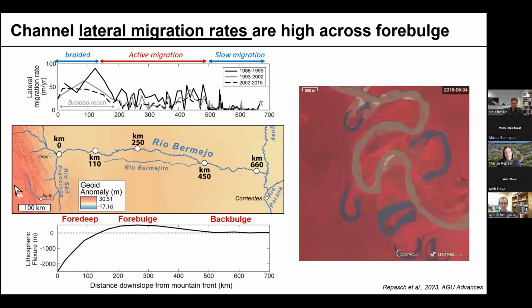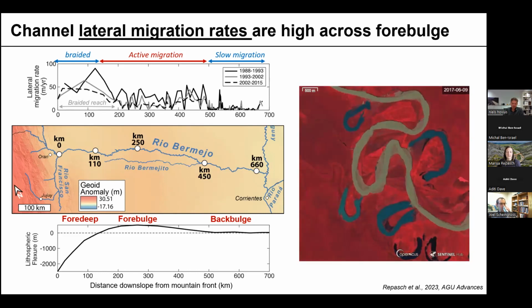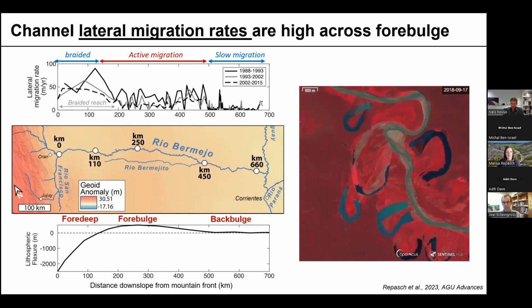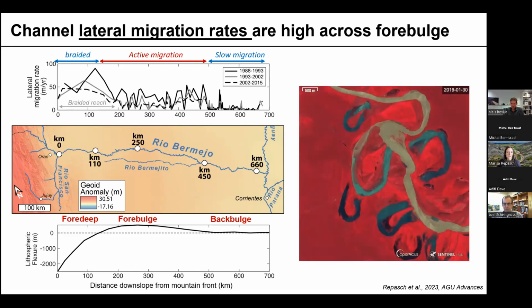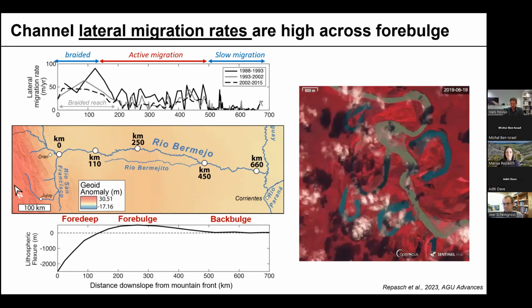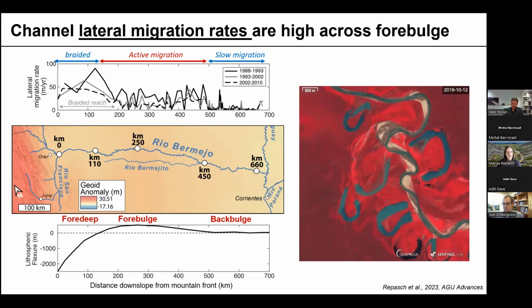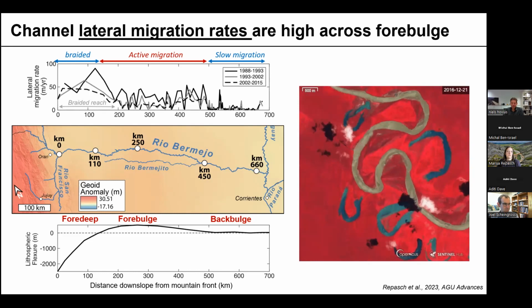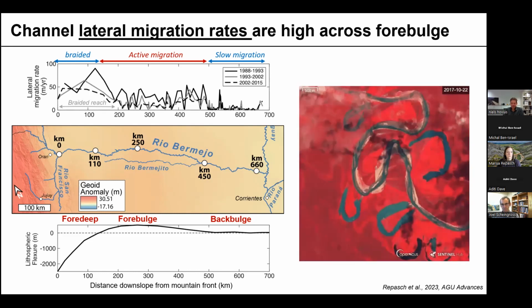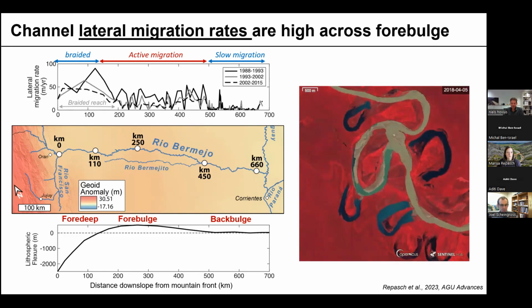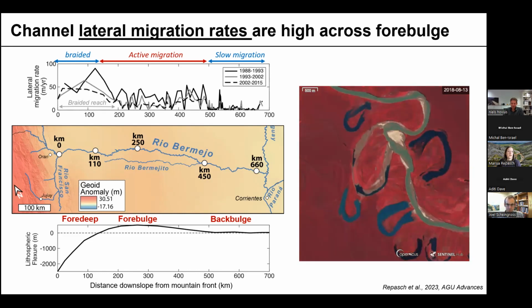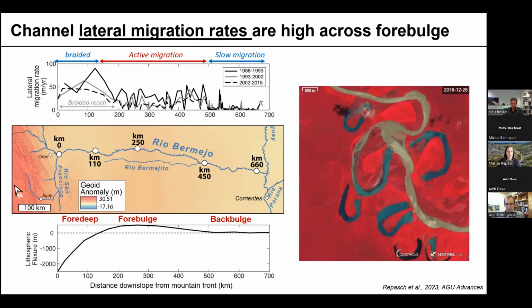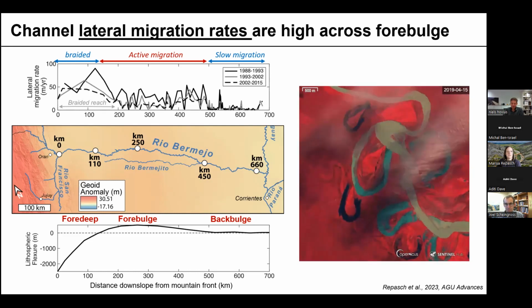And this video on the right shows how rapid that migration is. So this is Sentinel images from 2015 to 2019, showing this meander bend cutoff, and then it continues to grow rapidly shortly after that. So that indicates that the channel is highly unstable in this reach. And then as you move out of the forebulge, we seemingly see this turning off of lateral migration rates, where the rates are incredibly low. And so these features remarkably also line up with the modeled locations of these lithospheric flexure features.